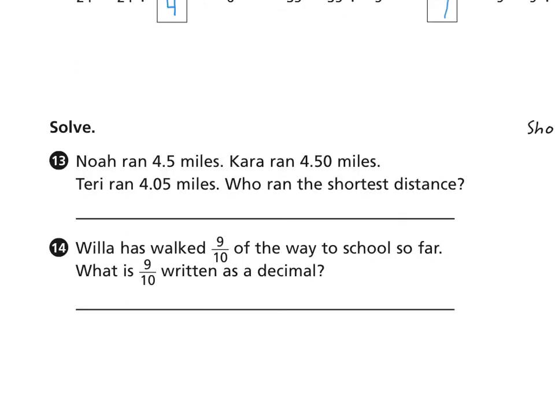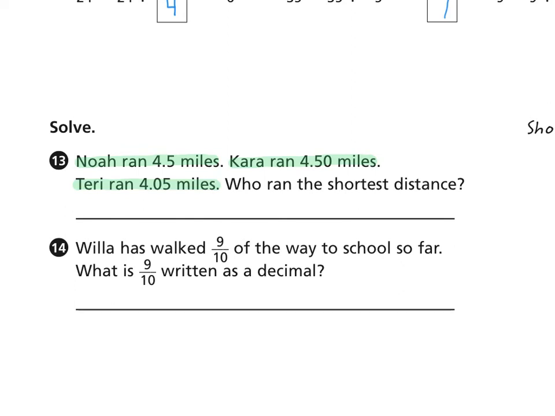In this first word problem, we are being asked to compare distances of runners. This makes me think of our cross country and our track and field day. So Noah ran 4.5 miles. Noah ran 4 5/10 of a mile. Kara ran 4 50/100 of a mile. And Terry ran 4 5/100 of a mile. Who ran the shortest distance?